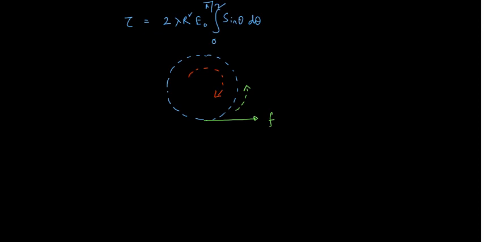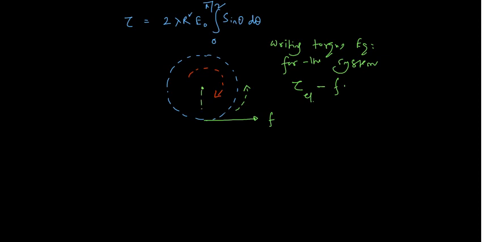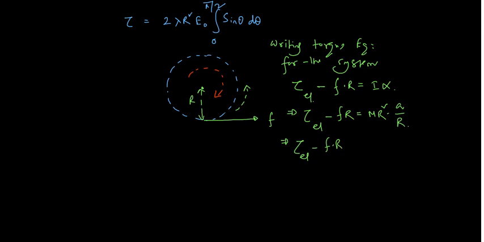So if I have to write the net torque equation for the system, I will write torque due to electrostatic force, that we have already calculated, minus torque due to friction about the center we are measuring. So this is simply capital R. So F into capital R is equal to I into alpha. So torque due to electrostatic force minus F into R. I for the ring is simply mR square, and alpha is A by R. So I will get tau electrostatic minus F into R is equal to M A by R. If I am not wrong, no, M R into A.